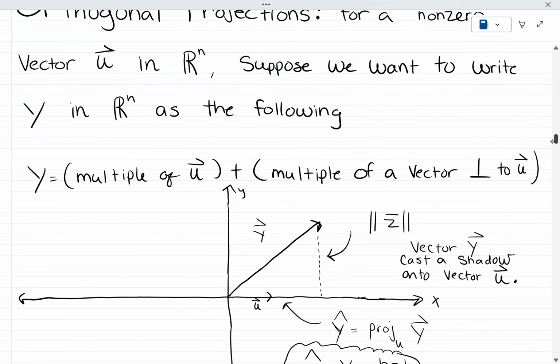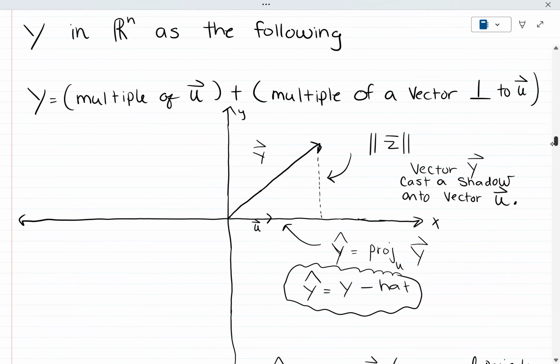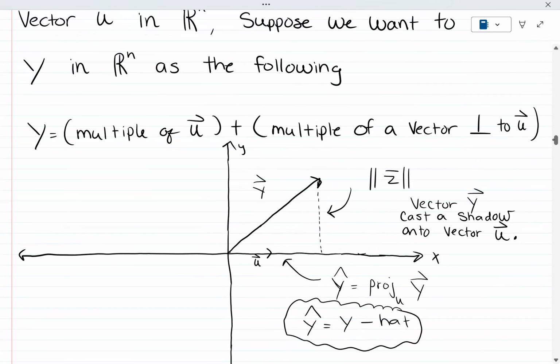So what we're doing is, here's a little image. Here's vector u, here's vector y, and then this is the magnitude of vector z. So vector y casts a shadow onto vector u. So vector y hat is the projection of y onto vector u, and then vector z is equal to y minus y hat.